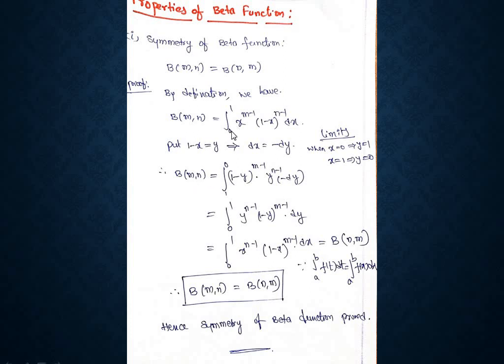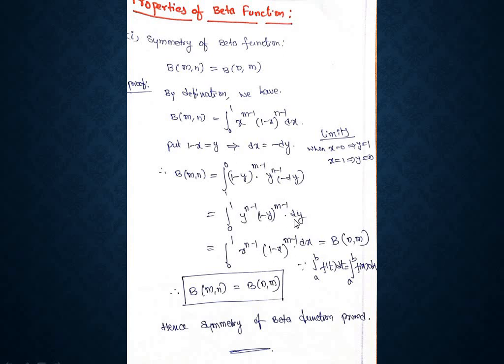So now we will rewrite the beta function. Beta of m comma n is equal to integral 1 to 0, in the place of x we have to write 1 minus y. So (1 minus y) whole power m minus 1, and 1 minus x is y only, so y power n minus 1, and dx is equal to minus dy. Clear? So then y power n minus 1, (1 minus y) power m minus 1 dy.